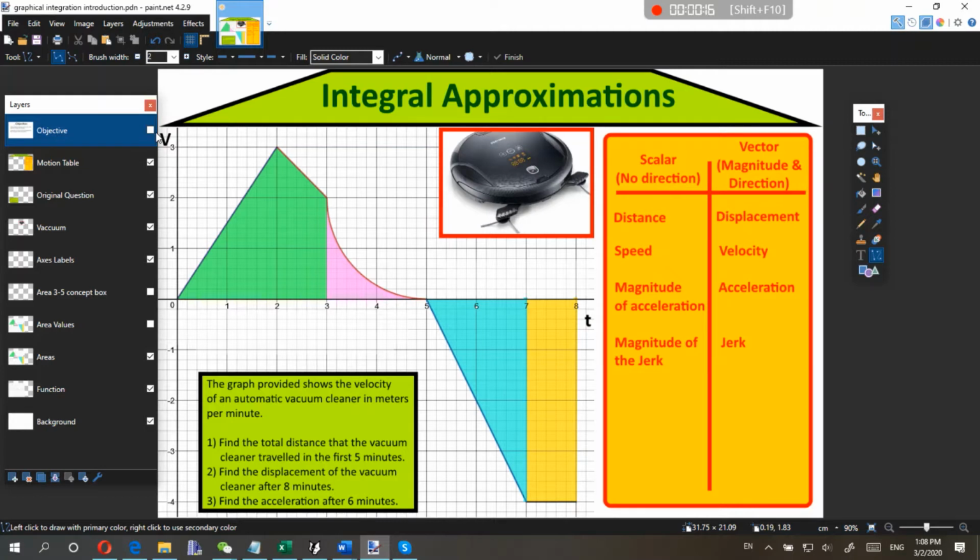So what I have here is a graph showing the velocity of an automatic vacuum cleaner in meters per minute. I want to find the total distance that the vacuum cleaner traveled in the first 5 minutes, the displacement after 8 minutes, and the acceleration after 6 minutes.